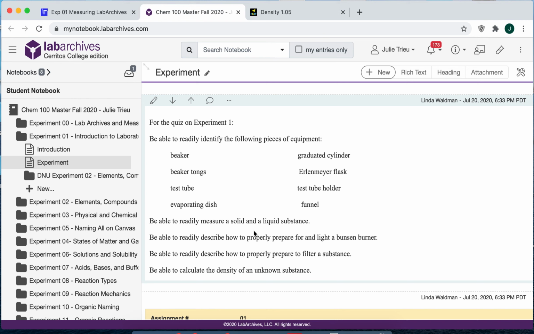You should know how to read the measurement of solid and liquid surfaces. Be able to describe how to prepare and light a Bunsen burner. Basically, you're going to describe which part is the hottest or the coolest part of the Bunsen burner flame. And make sure you are able to calculate the density of an unknown substance. Given the mass and the volume, you're going to be able to calculate the density of any unknown substance we give you in your lab quiz.